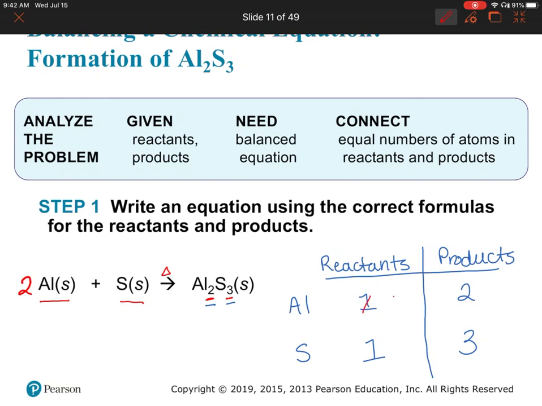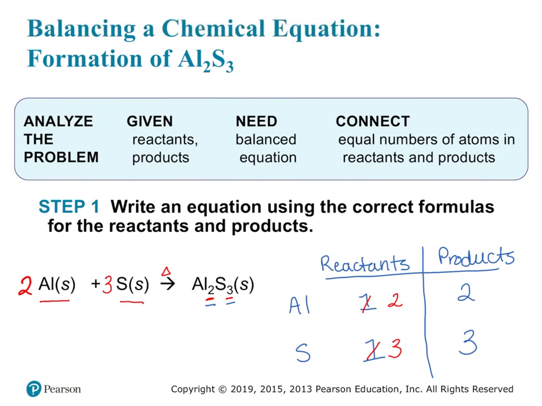Okay, so I have 2 aluminum atoms now on the left and on the right. So I can also do the same thing with sulfur. I'm going to multiply sulfur by 3 on the left-hand side. So now I have 3 sulfur atoms on each side. So pretty easy so far, right? So these are coefficients.